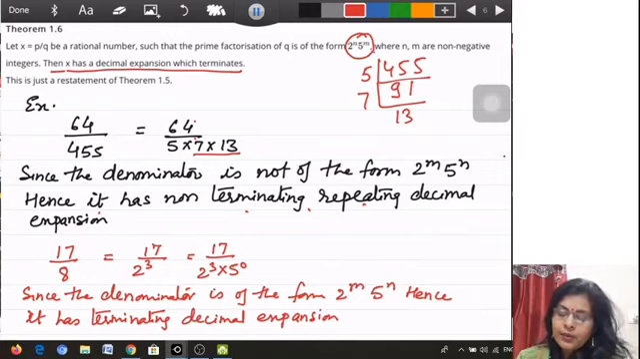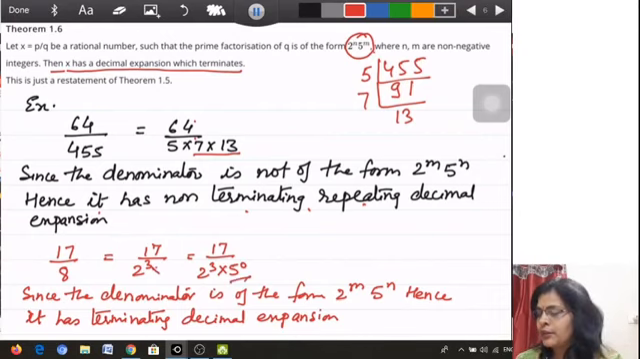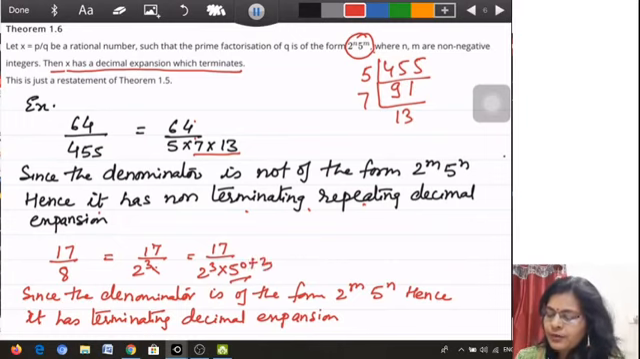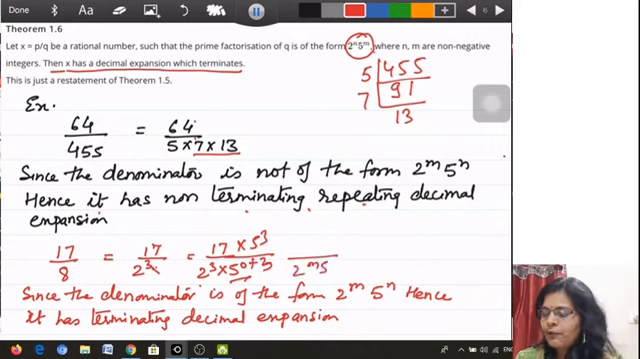Now the next question I am proceeding to, it is written here 17 upon 8, as earlier I have told you in the last question. 17 upon 2 cube we will write, and if nothing is written over here, that means it is 5 to the power 0, and powers can simply be added. We will add plus 2 plus 3 over here, and multiply 5 cube here also, and this has become of the form 2 to the power m and 5 to the power n. So we will write that it has a terminating decimal expansion.